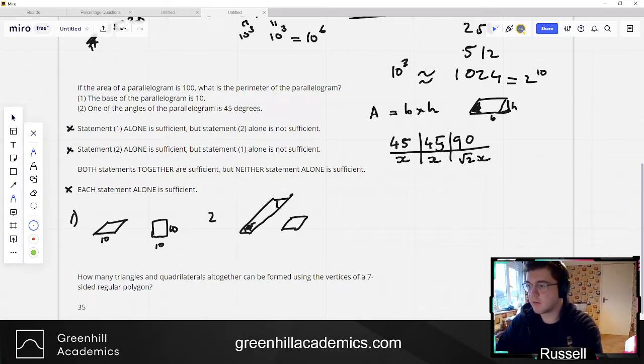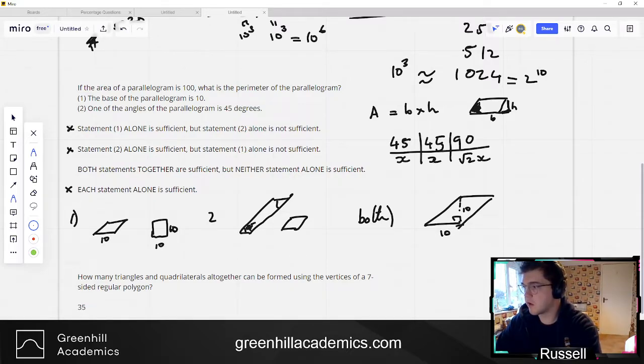Let's consider them together. So we know that the base is 10. We have an angle of 45, and the top of 10, and then another angle of 45. So if we drop this down like this, we know that this is a right angle triangle, and we know that the height is 10. So this makes an isosceles triangle.